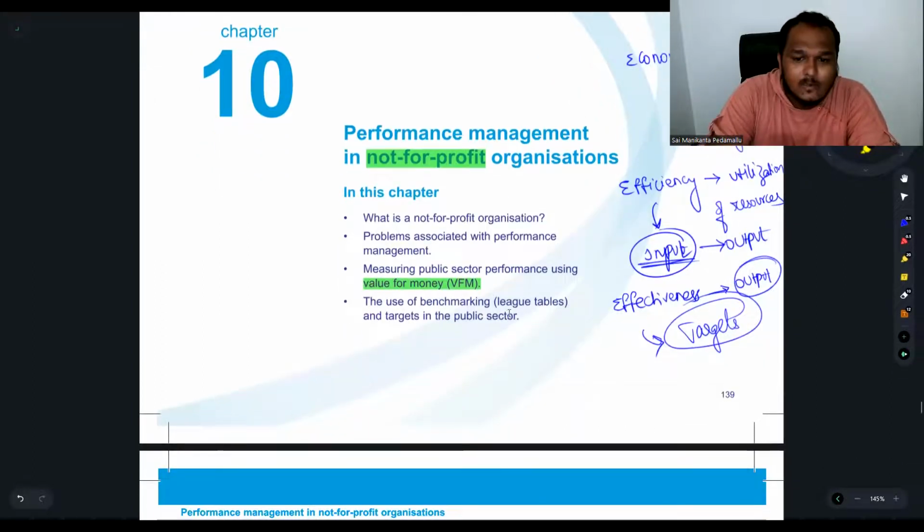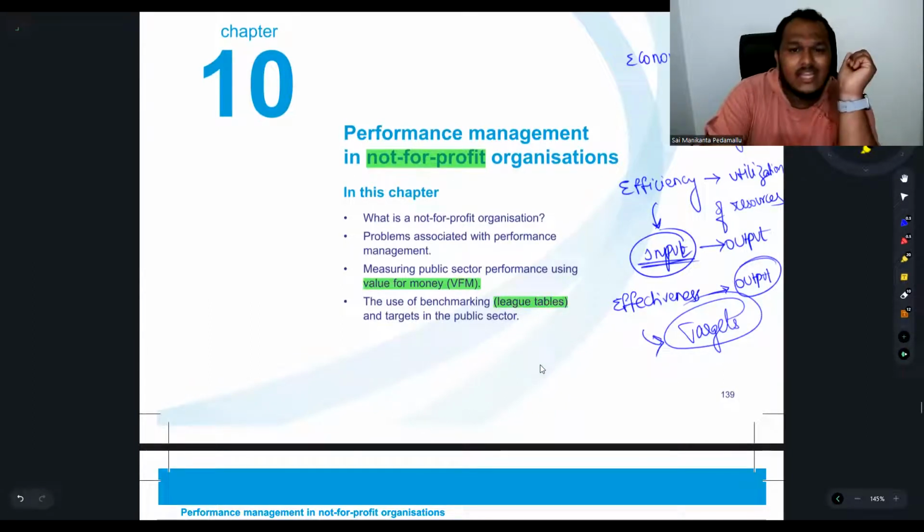Done. Then the concept of league tables. Sir, what do we mean by league tables? Like we have these IPL tables and all, right?